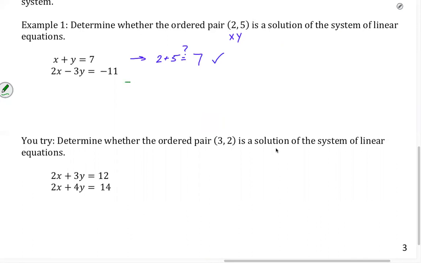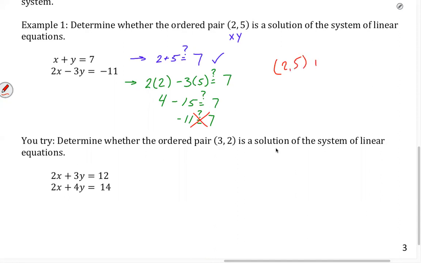Now the one that's not as easy to see is the bottom one. We're going to plug in 2 for x, and we're going to plug in 5 for y. And I'm asking, does that equal 7? Well, 2 times 2 is 4, minus 15. You can see that this does not equal. So 2, 5 is not a solution because it didn't work out in both equations.